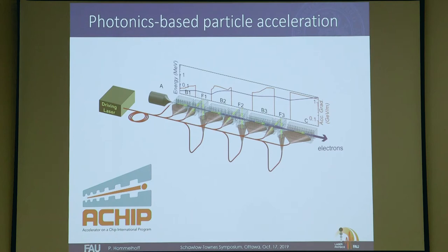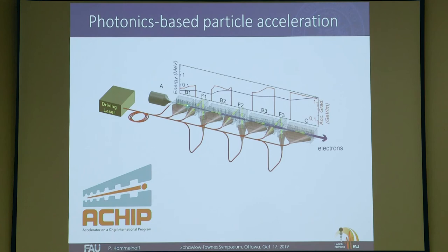controlling electrons at photonic structures and building a particle accelerator on a chip. That's the big goal of the Accelerator on a Chip International Program. I will introduce it to you in a second. Here's kind of an artist's impression. You basically use transparent building blocks to control the fields to accelerate and confine electrons along the structure.